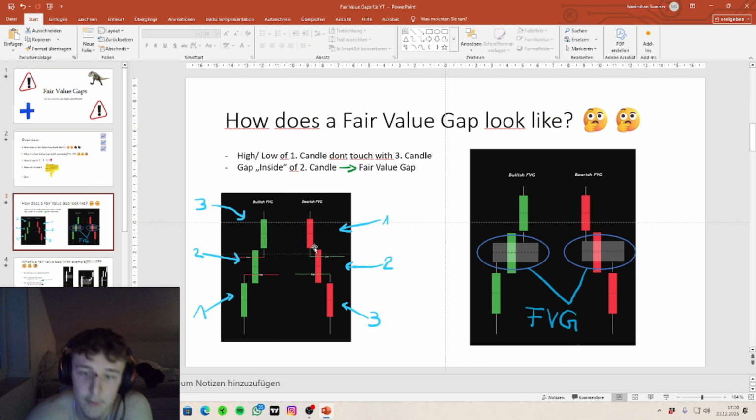Same for a bearish FVG gap, we have the low of the first candle and the high of the third candle, and they don't meet somewhere in here, which creates the space. I marked it out over here, the space called the FVG gap. So this gray box right here is the FVG gap in this case.